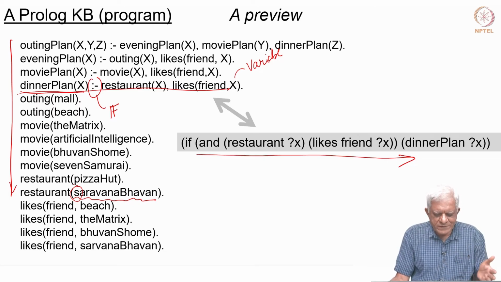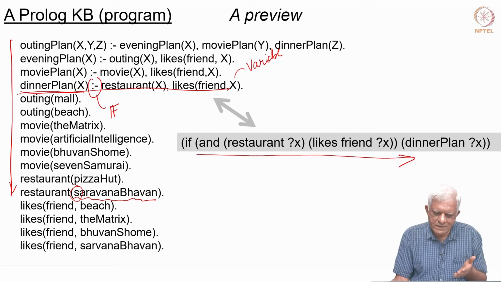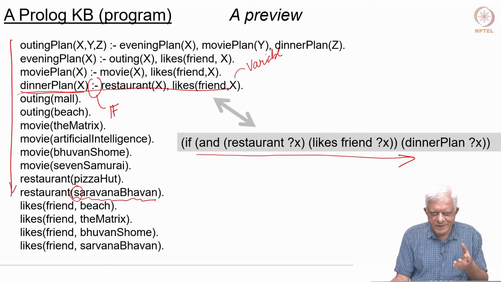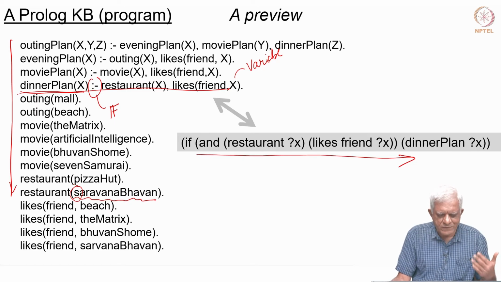So, we have these rules essentially. An outing plan XYZ is true, if you want to think of it like that, if there is an evening plan which is true, a movie plan which is true, and a dinner plan which is true, and for each of the three we have rules.